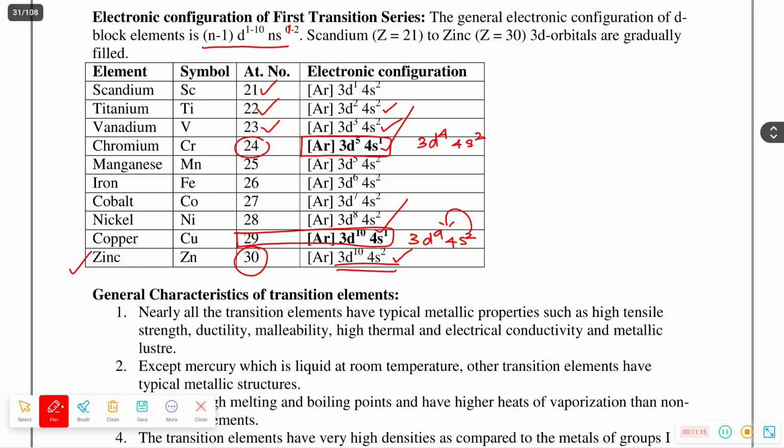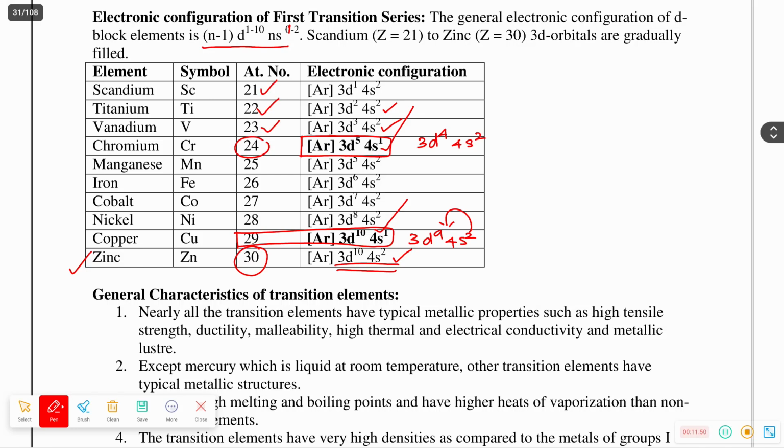And next, d block elements are called transition metals. Why are they called transition metals? Transition metals are defined as having incompletely filled d orbitals in the ground state, or in the neutral state, or in their common oxidation state. Elements whose d orbitals are incompletely filled are called what?